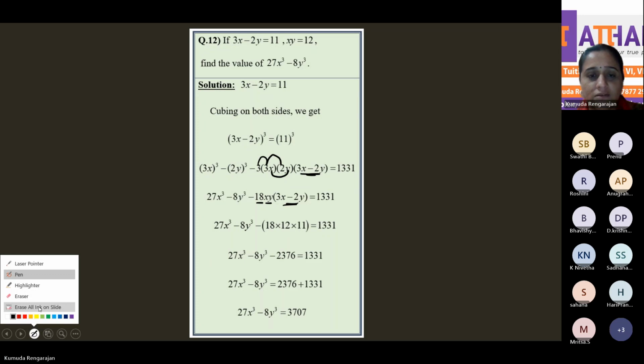So you get 27x cubed because 3x into 3x into 3x. 2y into 2y into 2y. And here 3 3s are 9, 9 2s are 18. x into y is xy, 18xy. And this one as it is is equal to 1331. 3 into 3, 9. 9 into 3, 18. 18 into xy.